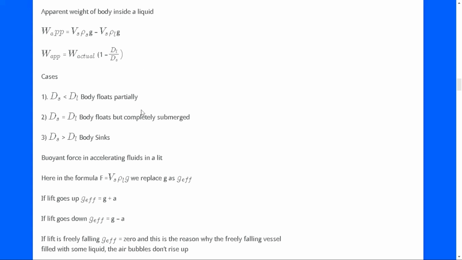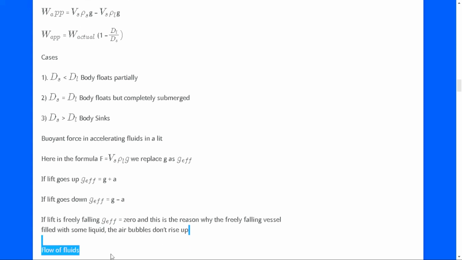Now we will see the buoyant force in a fluid in a lift. From the formula, F is equal to Vs into rho L into g, we replace g with g effective. If the lift goes up, it is g plus a, which means buoyant force increases. If the lift goes down, g effective is equal to g minus a. Now if the lift is freely falling, then g effective is equal to 0, and this is the reason why in a freely falling vessel filled with some fluid, the air bubble does not rise up.